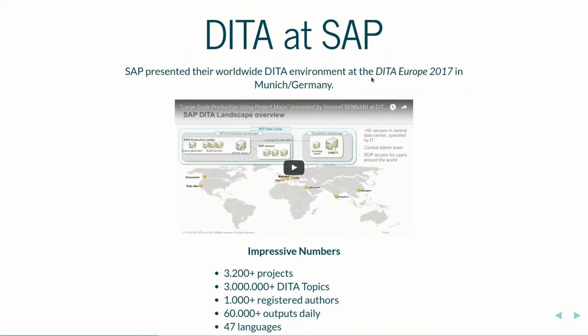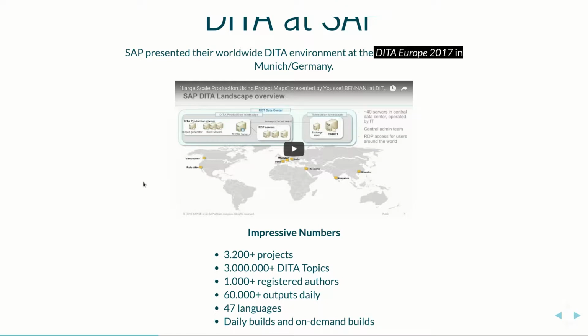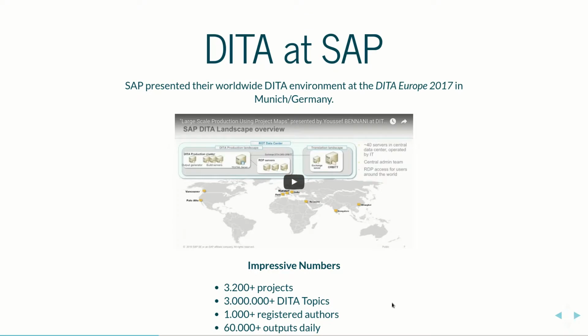At the DITA Europe and DITA Open Toolkit Day 2016, oh, this is not correct here, SAP presented their DITA environment, and it's quite impressive. They have about 3,200 projects, more than 3 million DITA topics, more than 1,000 registered authors, and they create 60,000 outputs in 47 languages every day. So it's quite impressive, and as you can see here, it's very scalable. They use several DITA publishing servers around the world.